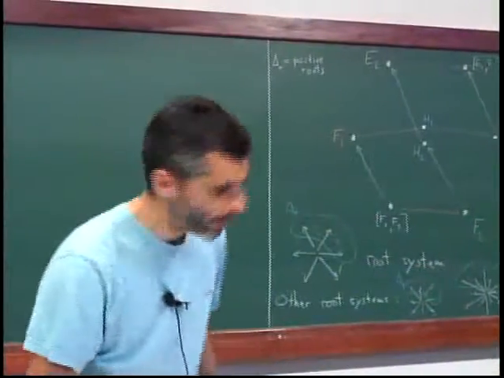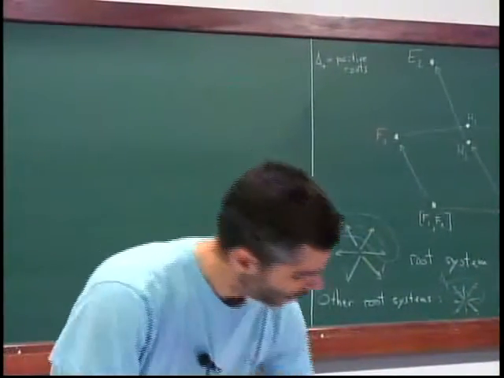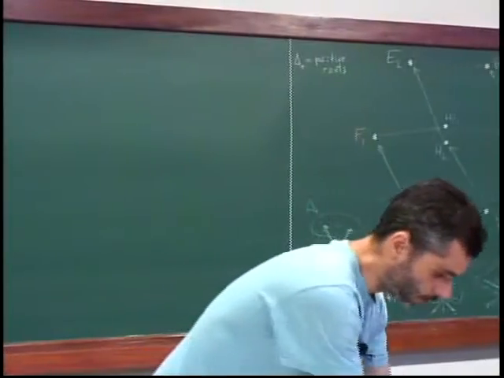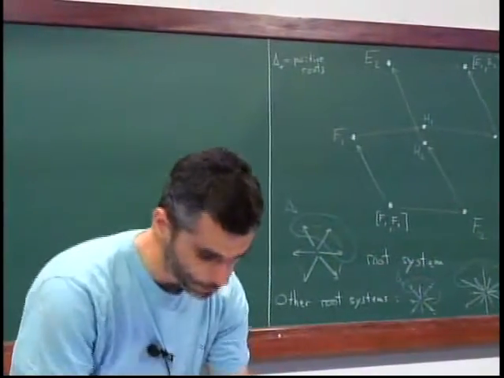Of course, one has the notion of negative roots. These are the other ones. I would call it delta minus if I needed to call it anything. I don't think I'll need it.